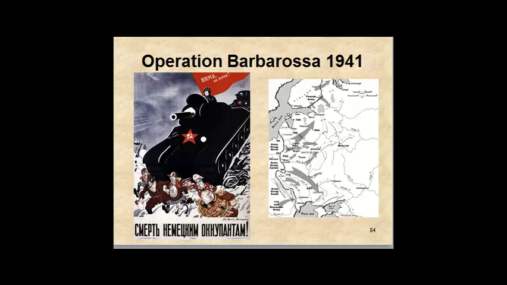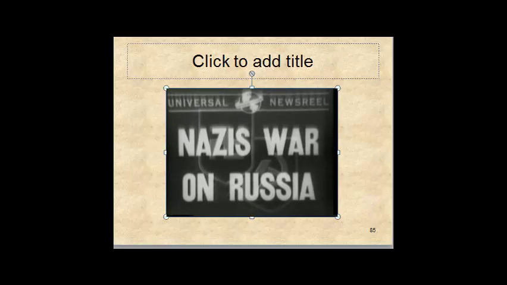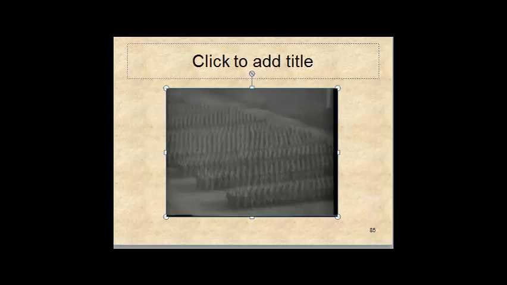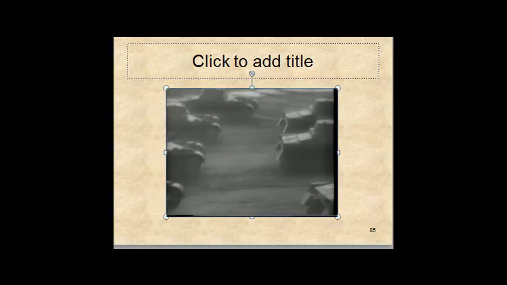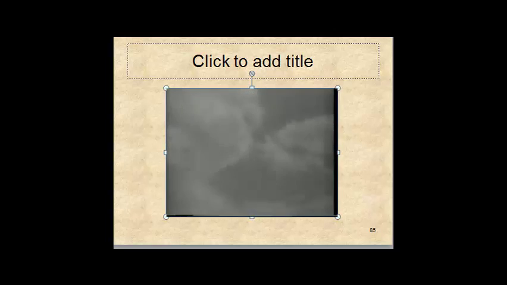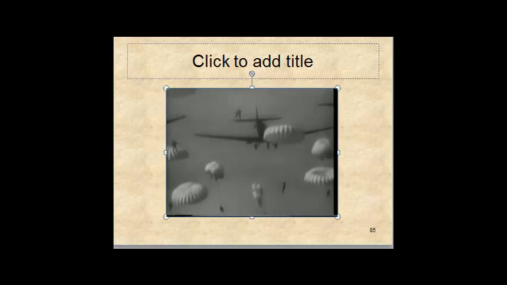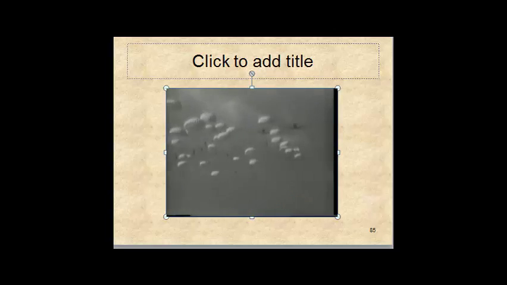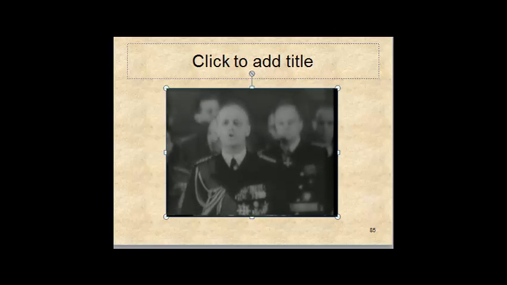He does this for a couple of reasons, including his hatred of communism, but also in his quest for raw resources such as oil. Let's take a look at a video. Again, what you see here are examples of blitzkrieg or lightning war using air power, mechanization.